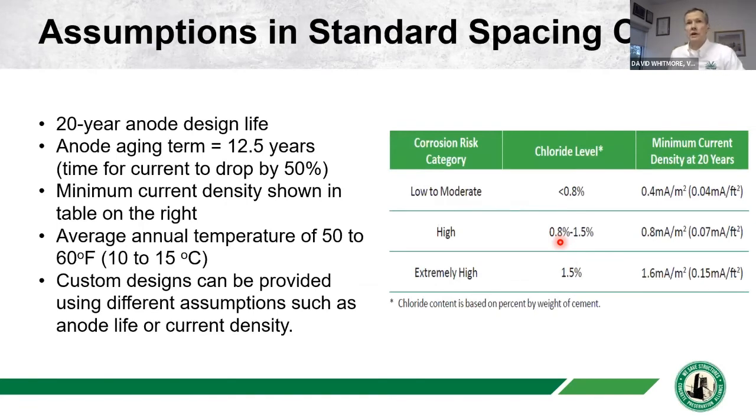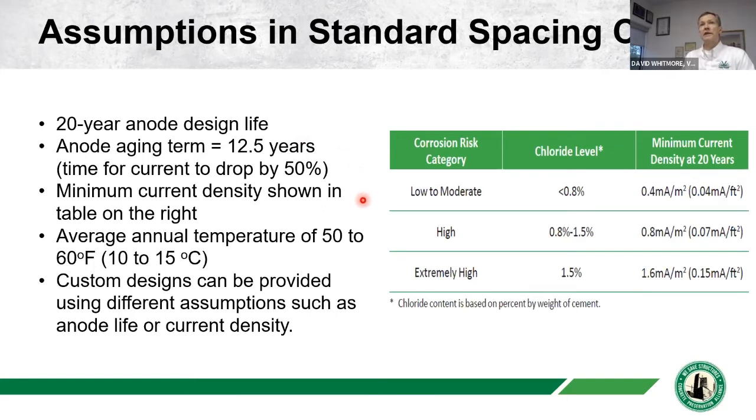And in addition to a couple of the other things that we've talked about that are built into the standard design spacing charts, we are assuming in the standard spacing charts a 20-year anode design life. We're assuming an aging term of 12.5 years, which is just a little bit more conservative.